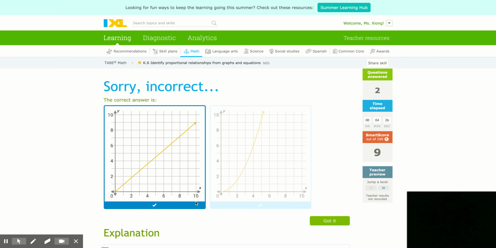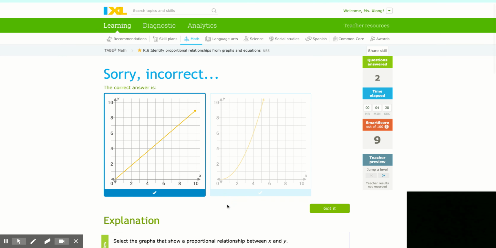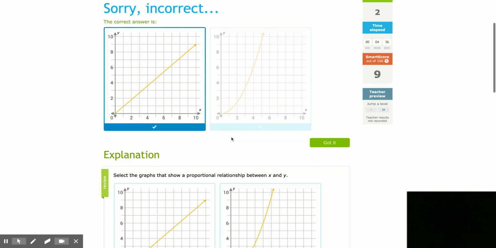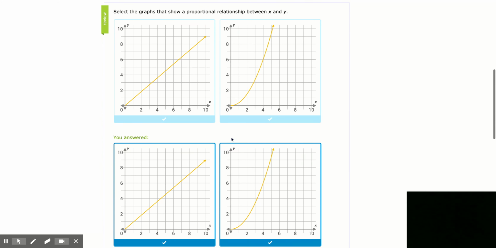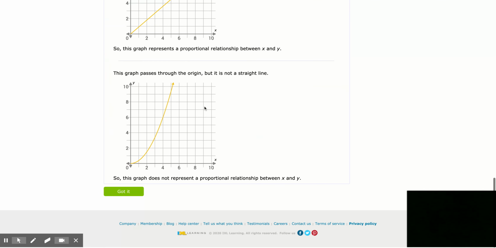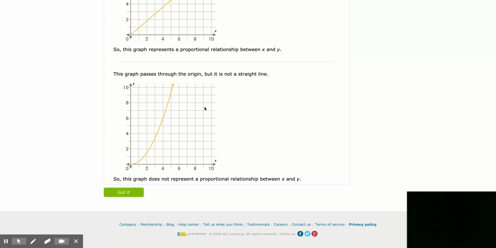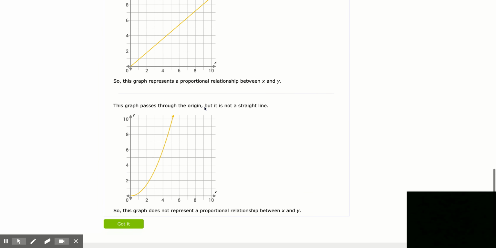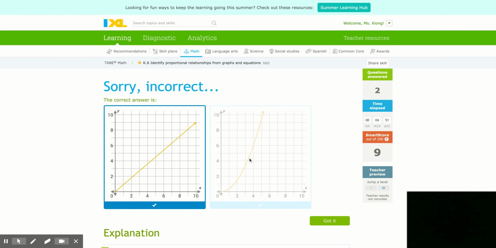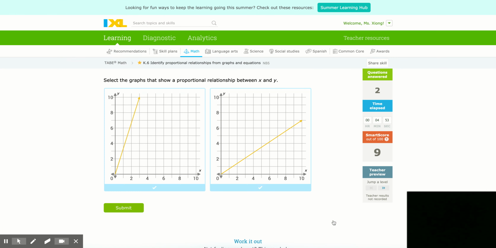However, this situation is different. If you look at the first graph, it's a straight line. The second graph is not a straight line. So that's how you know that your answer should have just been the first one. The second one is not correct, because it has to be a straight line. Now let's do the next one.